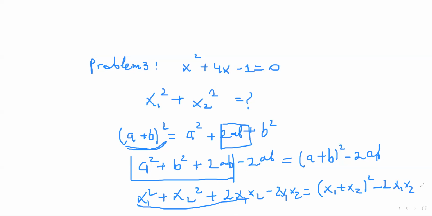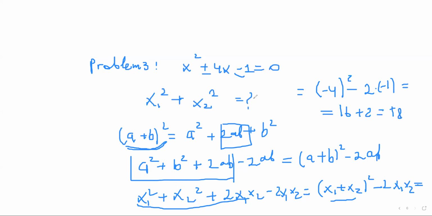So you can see here that we already have the possibility of applying Vieta theorem, because x1 plus x2 here is -4. So it's going to be negative 4 squared minus 2 times x1 x2, the product of the roots, which should give us minus 1. So it's going to be 16 plus 2, which makes 18. So this expression is going to be equal to 18.